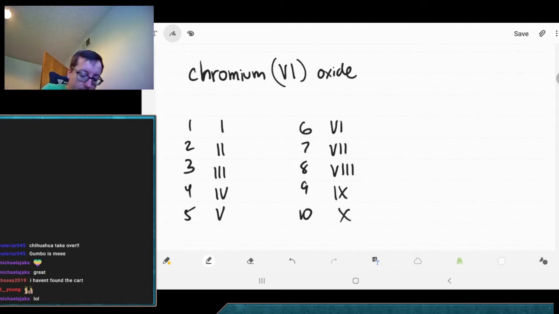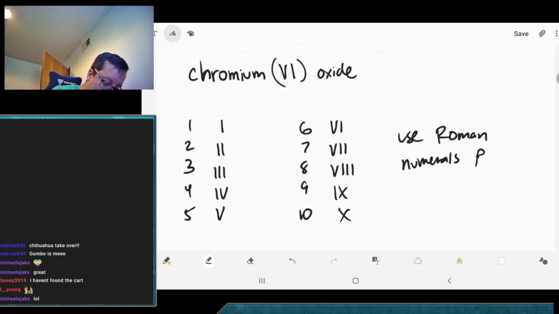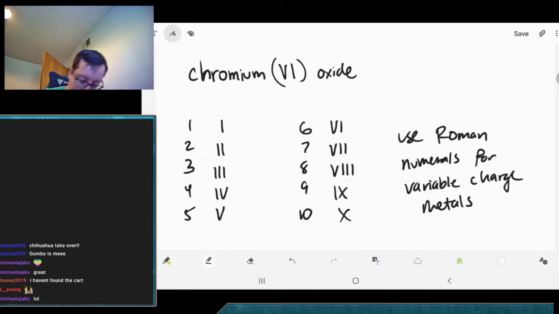So we use the Roman numerals for variable charge metals. And so remember, that tells us the charge of the metal.